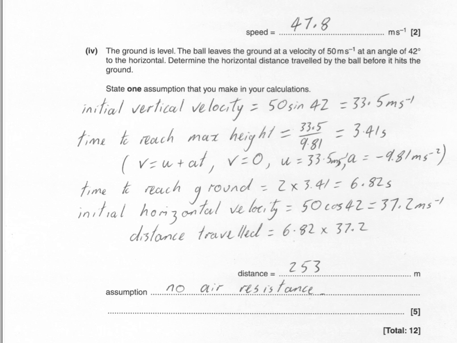The most obvious assumption is that there's no air resistance. The air resistance would affect both the time to reach the maximum height and therefore the time to reach the ground. It would also have impacts on the horizontal velocity during the flight. So for those two reasons, it would impact the total distance. So as I say, perhaps the easiest there is to simply say there's no air resistance.